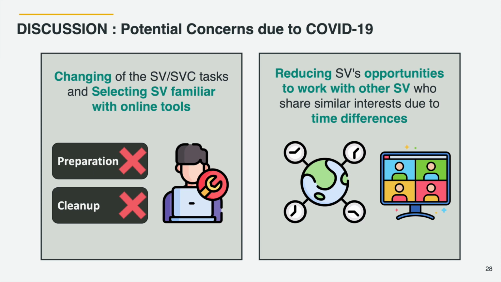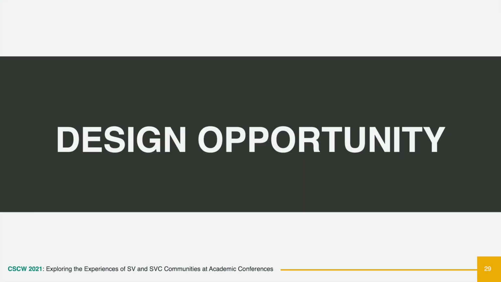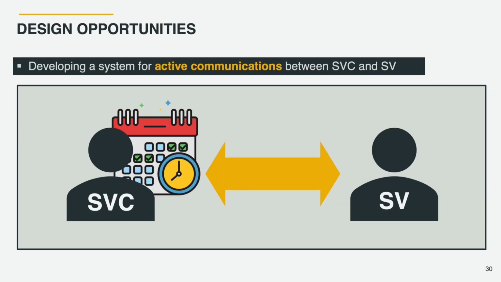Second, our findings showed that SV wanted to interact with other SV in offline meetings. But the division of sessions and tasks due to time differences may reduce SV opportunities to work with other SV who share similar interests. Lastly, I will present two design opportunities to improve communication of SV and SVC.